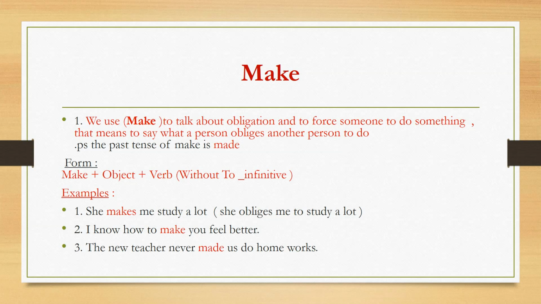Take a look at number three. The new teacher never made us do homework. So we have made, which is the past tense of make, plus the object, which is us, plus the infinitive verb, which is do. If someone obliges or forces, بمعنى يجبر على, someone to do something, we use make, and the construction is make plus the object plus the verb. So make somebody do something, without to.